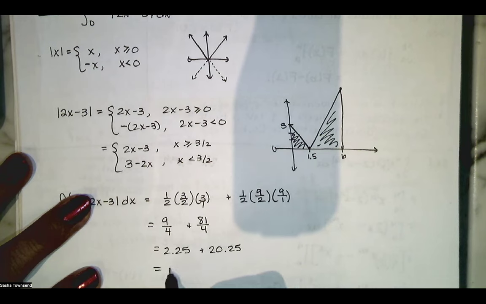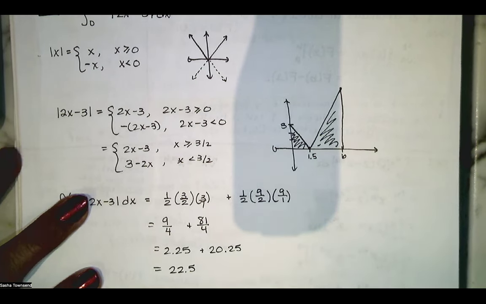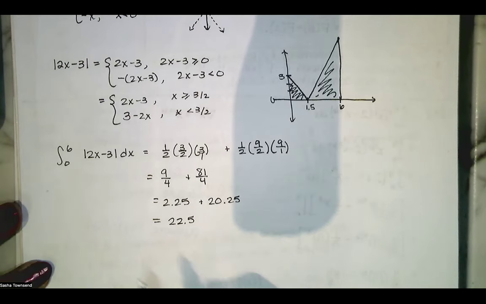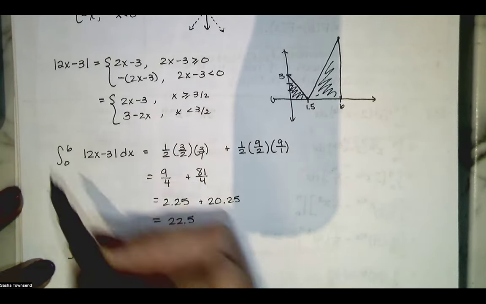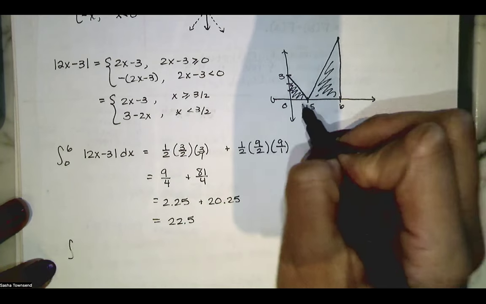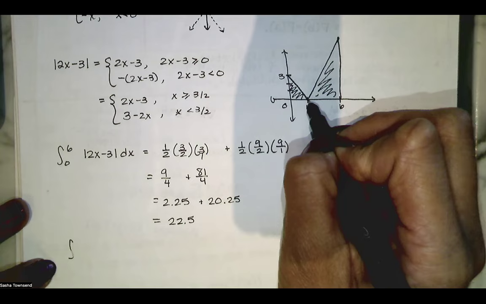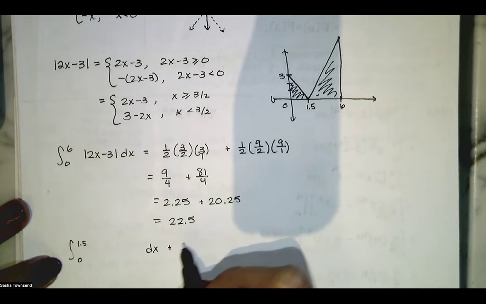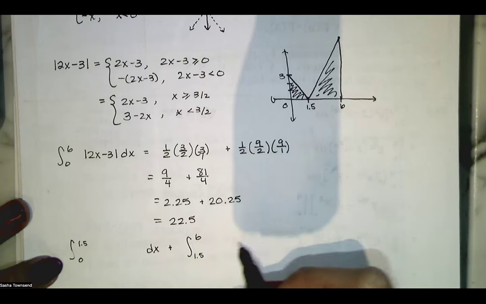And when we add those together, we get 22.5. So that is one way to compute that area. You might say, well, what's the other way? Well, I could take that interval from 0 to 6, and because of our properties, we can say the integral from 0 to 6 is the same as the integral from 0 to 1.5 of the function, plus the integral from 1.5 to 6 of the function.